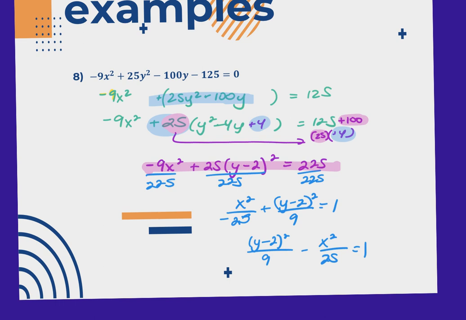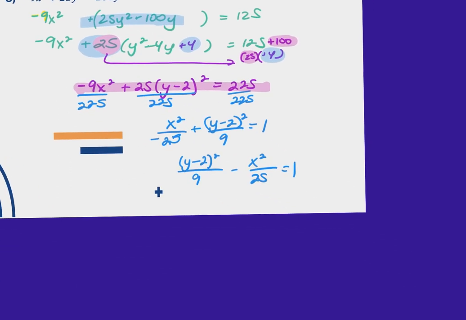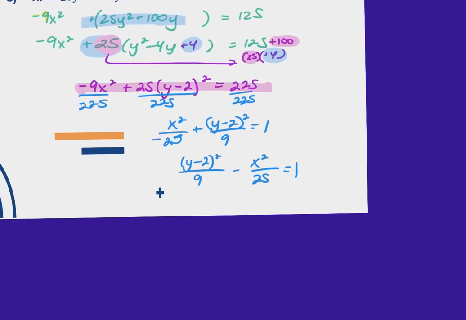Because it's a hyperbola, and it would be the same for an ellipse, I need it equal to 1. So I divide everything by 225. And I get x squared over negative 25, the negative out front, it doesn't matter where that negative is, plus y minus 2 squared over 9 equals 1. And then we reverse it because it's the hyperbola. We want the positive 1 to come first.